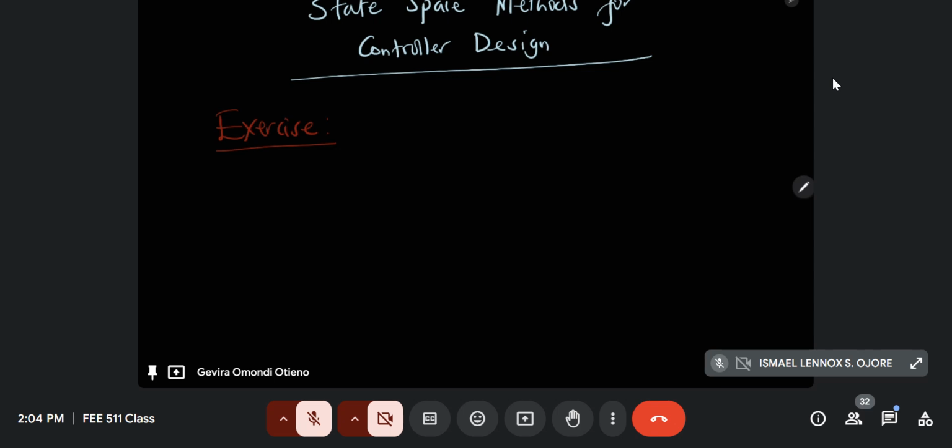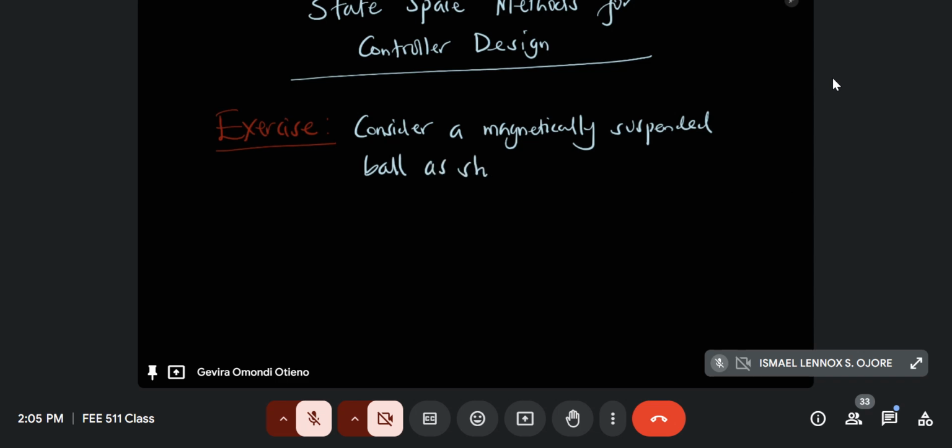So, consider a magnetically suspended ball. We've done modeling before, so this should not be a problem. As shown in the diagram below. This is just a by the way. I need you to remember that.